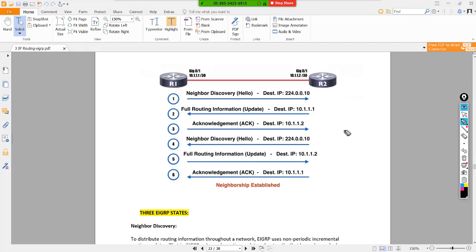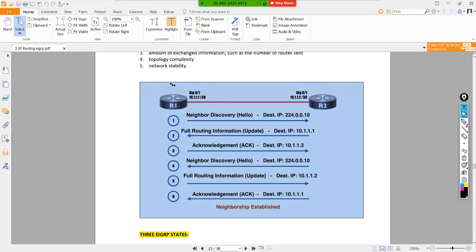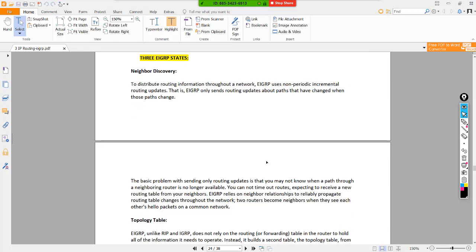Now let's see how the two routers form the neighborship, exchange the topology, and how the best route is placed in the routing table. They are divided into 3 EIGRP states. The first one is called neighbor discovery, which is what we just discussed, but we'll see if we have any extra points to add. As we know, the packets were sent in multicast and unicast and they form neighborship. But let's look at it from the point of view of timers and other things.